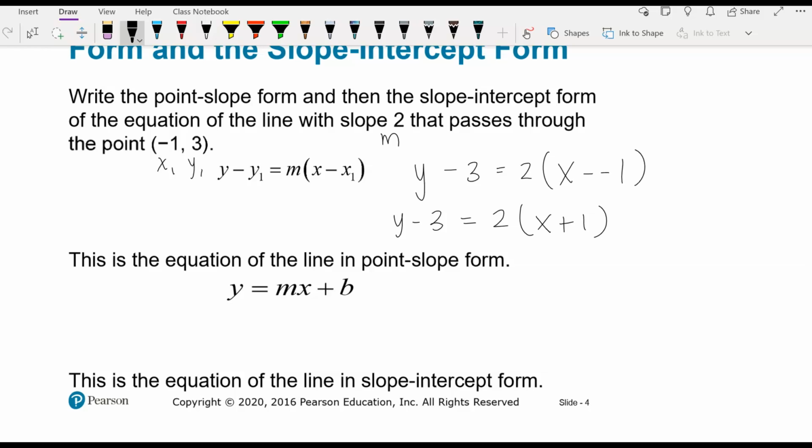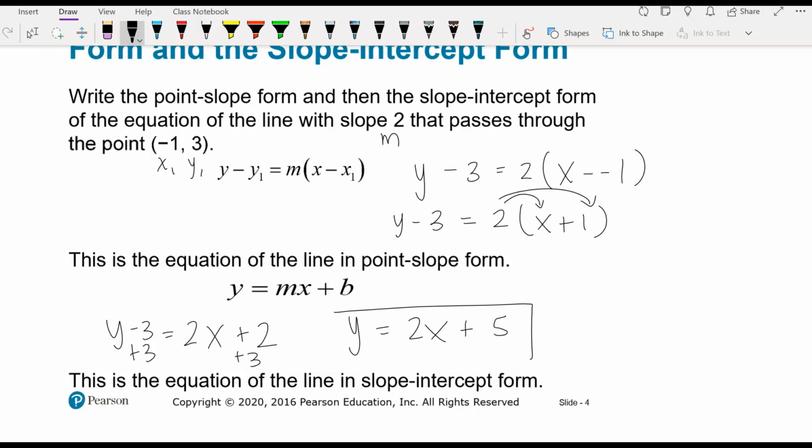And then now we want it in slope-intercept form. So we have y minus 3 equals 2 times x plus 2. So I just distributed that 2. All right, now we're going to add 3 to both sides. So we get y equals 2x plus 5. So those are the two different ways you can write that equation.